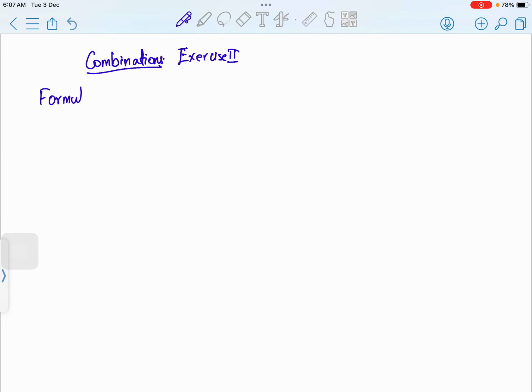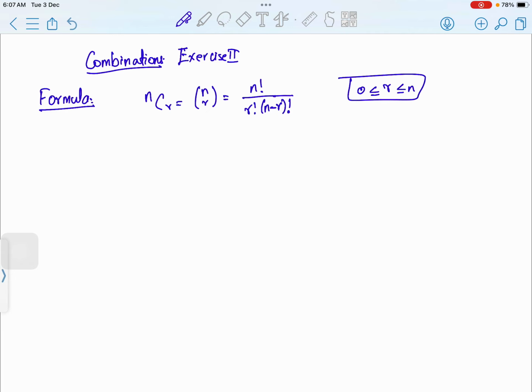The first is the nCr formula, or sometimes it is denoted by n and r: n factorial by r factorial by n minus r factorial. So here r should be greater than or equal to 0 and less than or equal to n, and n cannot be negative also.